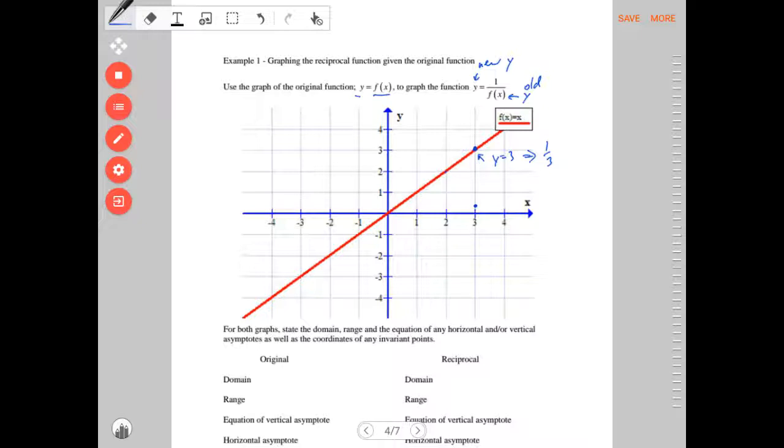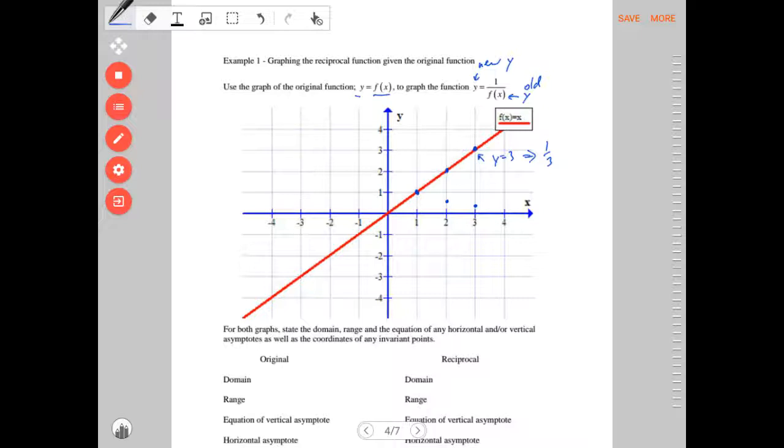Here the y coordinate is 2, so 1 divided by 2 is 1/2. That's kind of right there. The y coordinate right here is 1. We said the reciprocal of 1 is 1, so when I have my y value of 1, 1 divided by 1 is just 1.